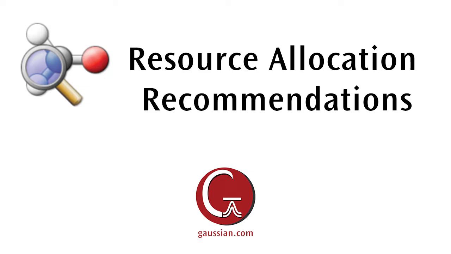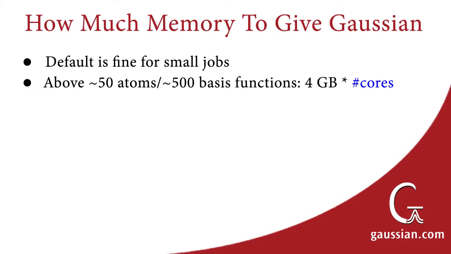We conclude this video with some general recommendations about allocating resources to Gaussian. The size of the job determines the amount of memory that Gaussian will need. For smaller jobs, the default amount will work fine. For jobs on molecules of 50+ atoms and around 500 basis functions, give Gaussian 4 GB of memory per core. You should follow the preceding recommendations if it is possible on your system.